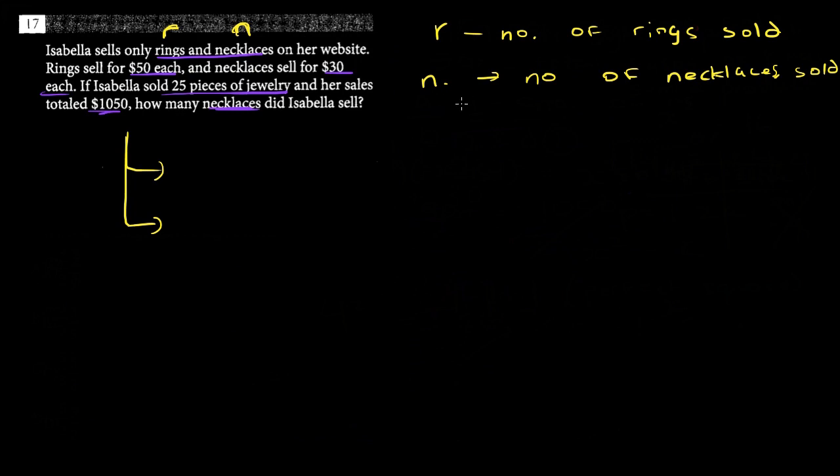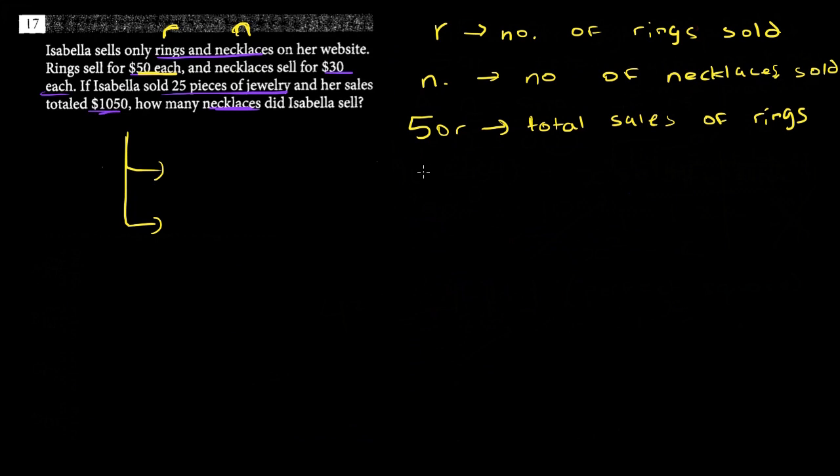And so 50R, okay, so we know that each ring sells for $50 each. 50R should be the total sales of rings, okay? It is the total amount of money we get from selling all the rings that Isabella has.